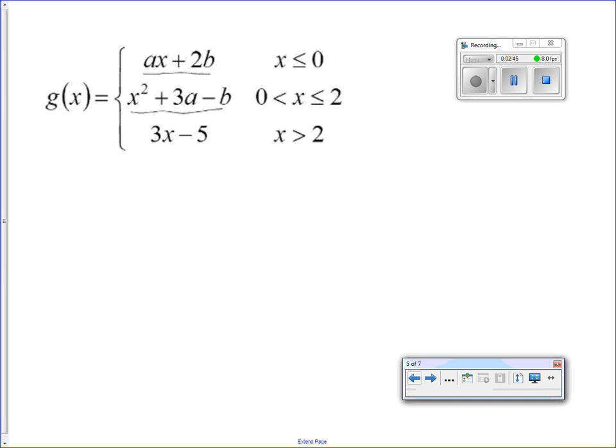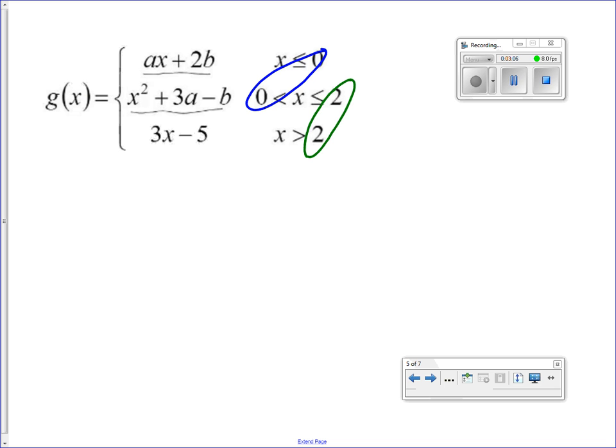All right, so here's an example. X is the variable. So you'll notice there's these other letters A and B. A and B are unknown numbers that you're going to solve for. So the question is, what do A and B have to be so that this function is continuous? It needs to be continuous at 0, and it needs to be continuous at 2.